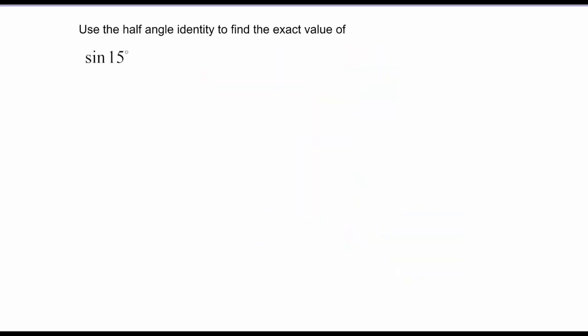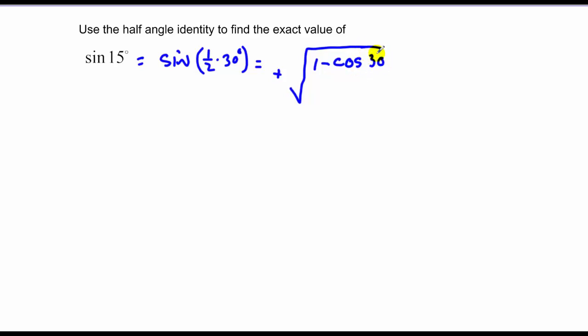Next example's somewhat similar. We have a sine identity this time, and this is the same as the sine of half of 30 degrees. So again, we find out the quadrant that's in, and 15 degrees would be in the first quadrant, so this is a positive. And 1 minus the cosine of the angle, which is 30 degrees, all over 2, which is equivalent to 1 minus root 3 over 2, all in a radical.